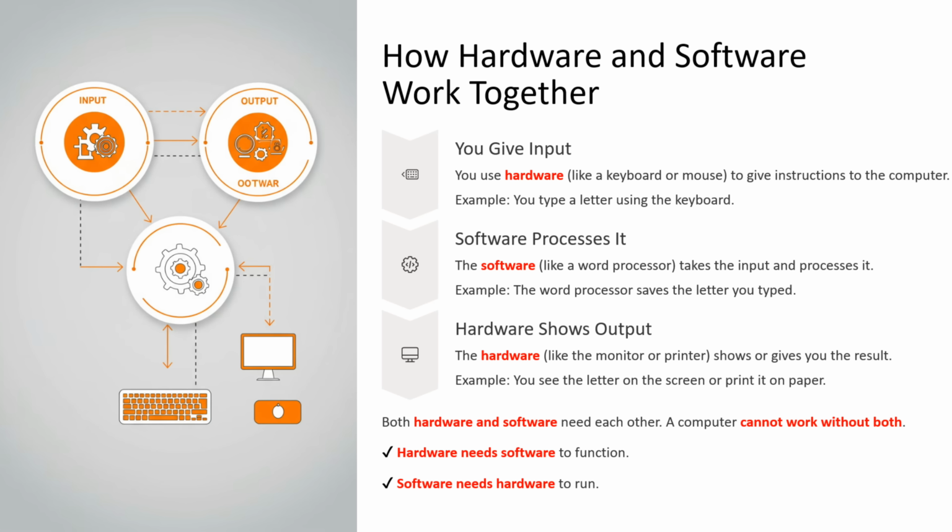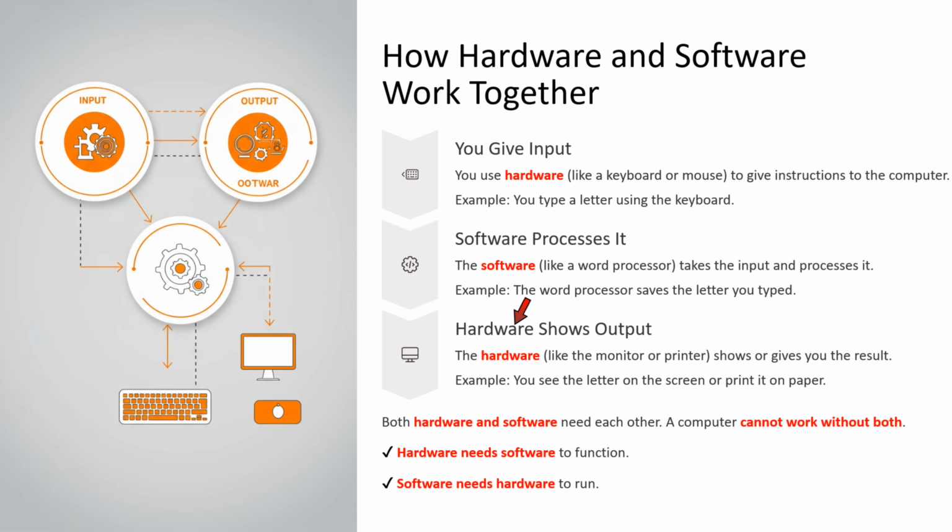How do hardware and software work together? You use hardware like a keyboard or mouse to give instructions to the computer. For example, you type a letter using the keyboard. The software, like a word processor, takes the input and processes it. For example, the word processor saves the letter you typed.